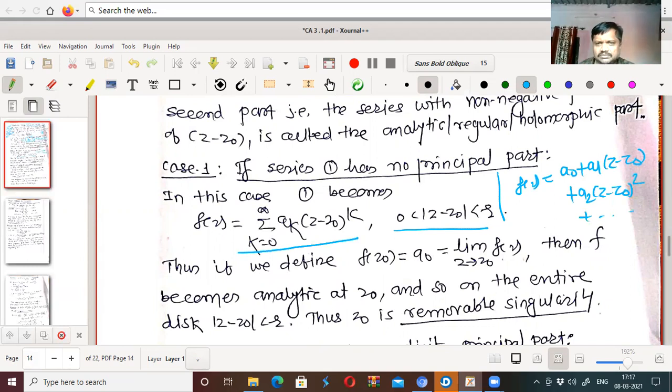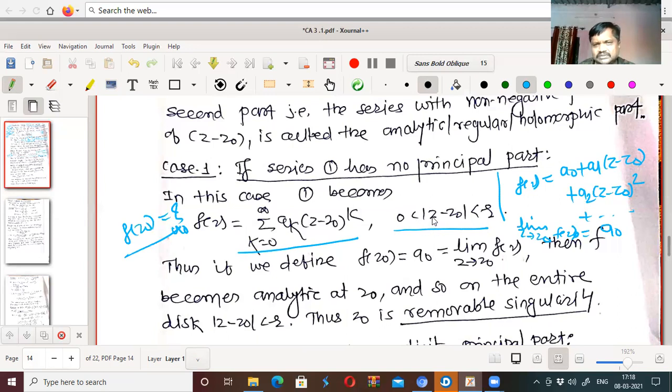Now, what is the limit as z tends to z0 of f of z? As z approaches z0, this becomes 0, this becomes 0, so every part becomes 0, and we get a0. But we have not been given what f of z0 is. Here it is not given. Now we say let f of z0 equal a0, so that the function becomes this f of z for z not equal to z0.